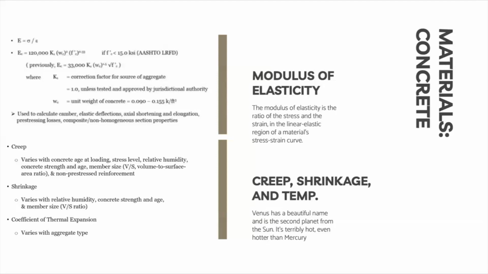This calculation is applicable for unit weights ranging from 0.09 to 0.155 kips per foot cubed. The modulus of elasticity serves a crucial role in various calculations such as camber, elastic deflections, axial shortening and elongation, pre-stressing losses, and composite section properties.